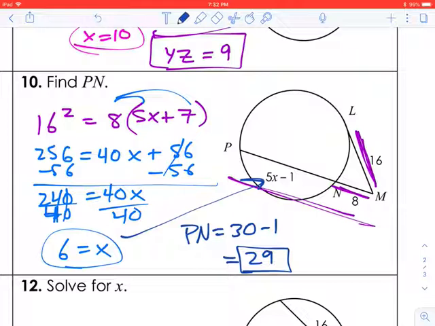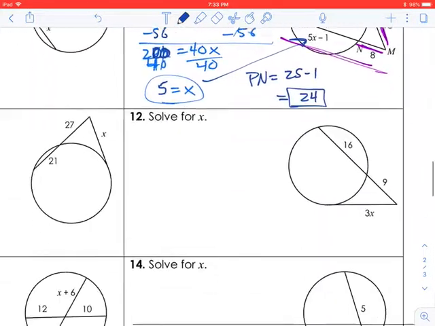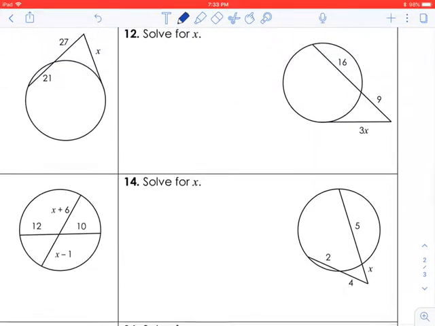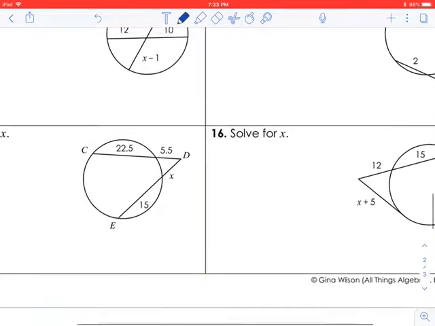And I might have done that wrong. Oops. Yeah. This is minus 56, which is 200, which gives me 5 for x, not 6. And so, when I plug that in, I do not get 29. I get 5 times 5 is 25 minus 1, which is 24. All right. So we'll do one more, and then I'll leave you to it.